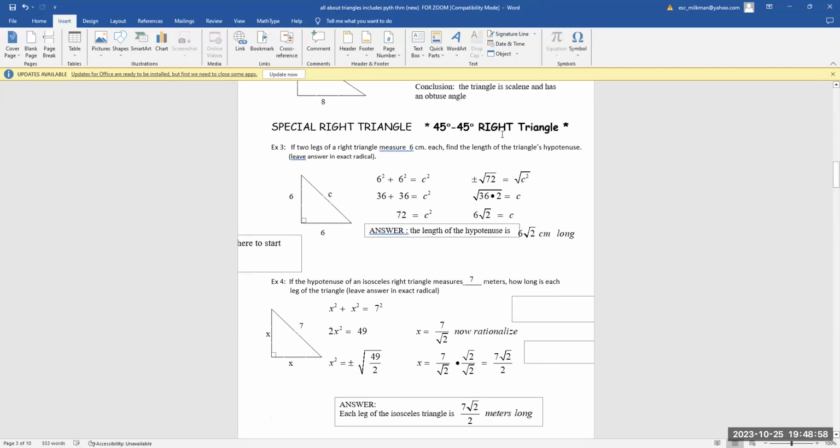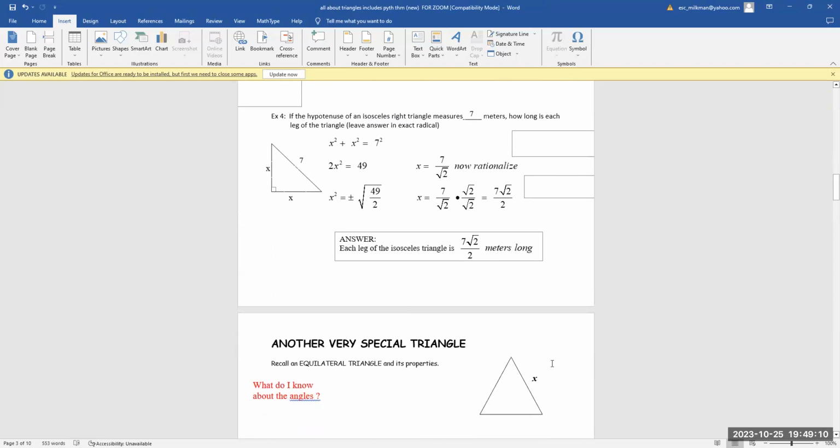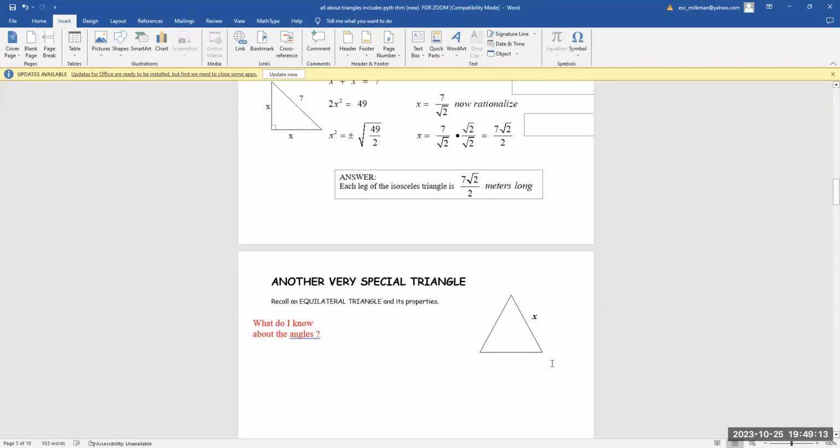Special right triangle, 45-45 right triangle. Your legs are exactly the same. If you have the hypotenuse, you can find the length of each leg by using the Pythagorean theorem. But another very special triangle is an equilateral triangle. I want you to understand that the definition of an equilateral triangle is that all sides are exactly the same.